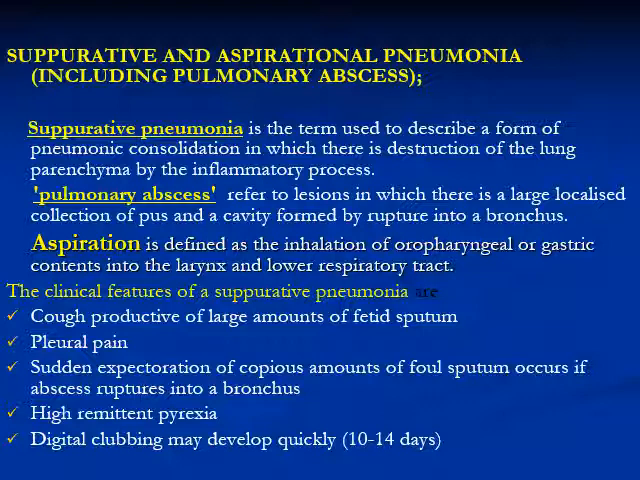Pulmonary abscess refers to a large localized collection of pus inside a cavity. This may rupture into the bronchus or sometimes go to the bloodstream causing septicemia. So suppurative pneumonia is a destructive pneumonia causing multiple abscess formation, and pulmonary abscess is a collection of pus in the lung.